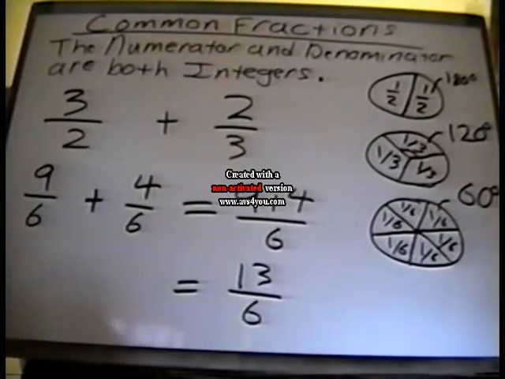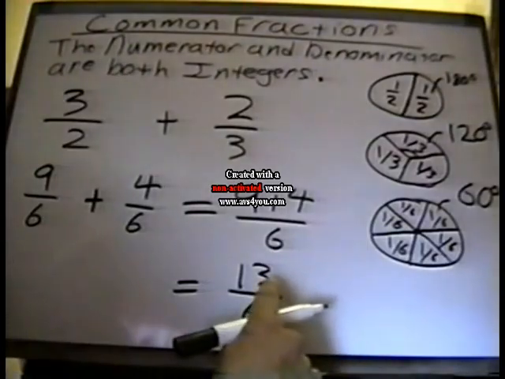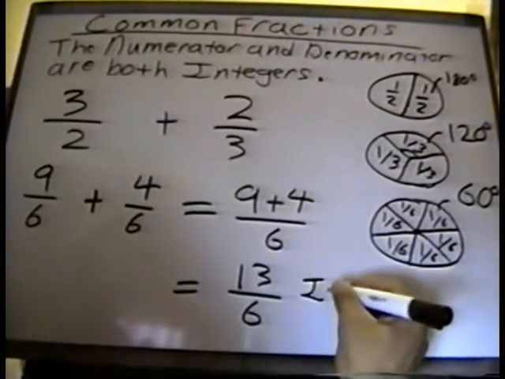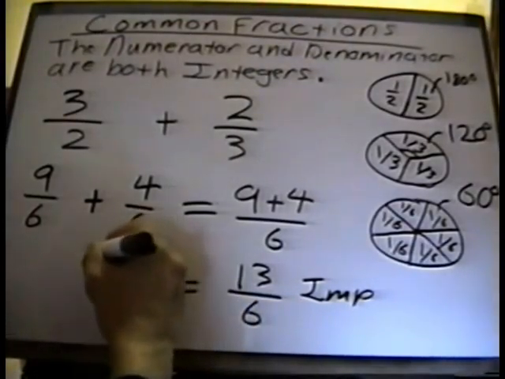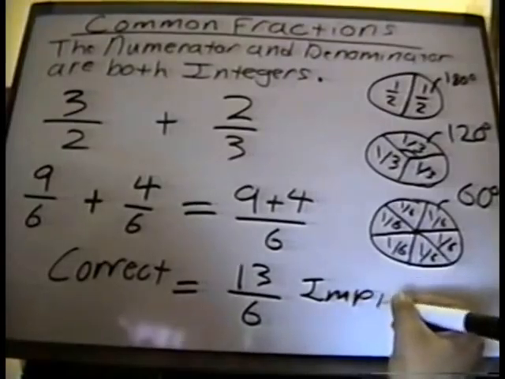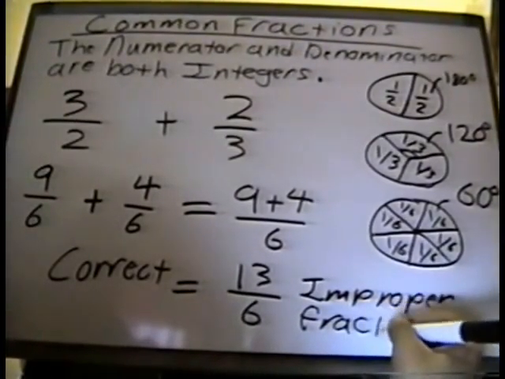Now, this is called an improper fraction, because the numerator is larger than the denominator. So here was called an improper fraction. It is correct, but we call this an improper fraction. 13 over 6.